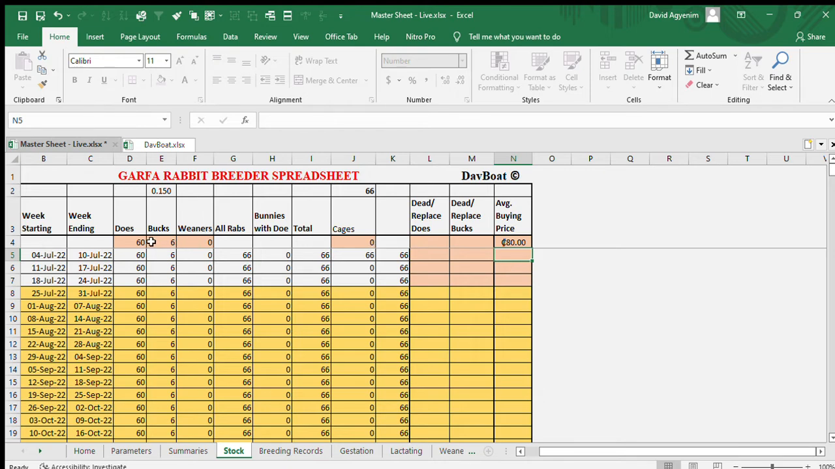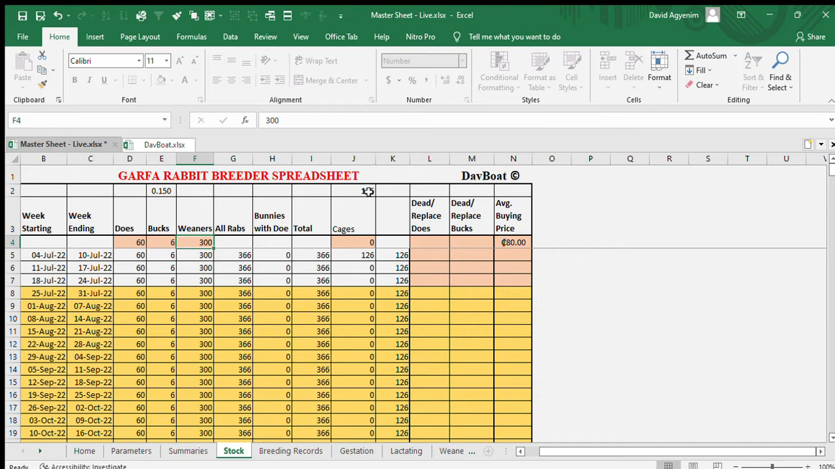And so here you put your does, your bucks, then an existing farm will have weaners. So for a 60 doe unit, if you are at your full capacity, it's expected to have around 300 or 2 something plus weaners. So for an existing farm, let's say you have about 300 weaners on your farm before starting this spreadsheet. So you put that there.